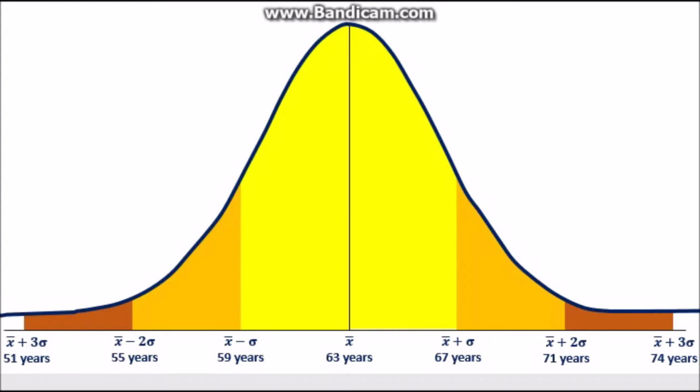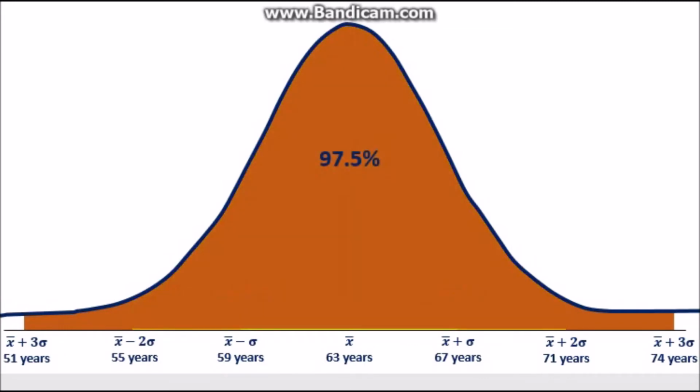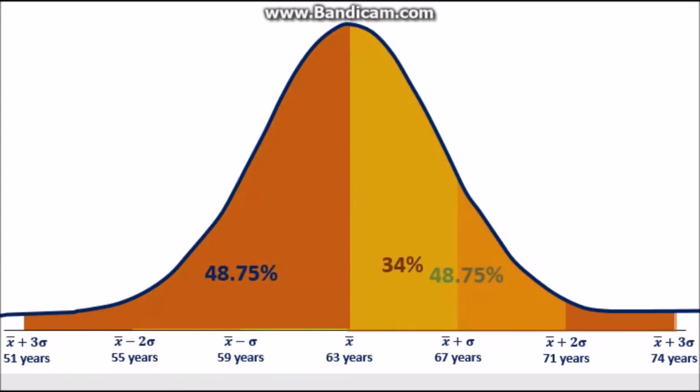The yellow section accounts for 68% of the total population, which means that each half represents 34%. The orange section will represent 95% of the total population, and each half will represent 47.5%, and that includes the previous yellow areas. The dark orange represents 97.5%, and each half represents 48.75%.